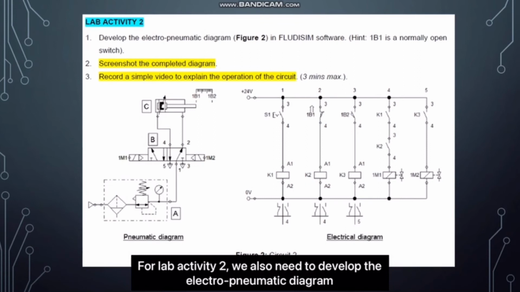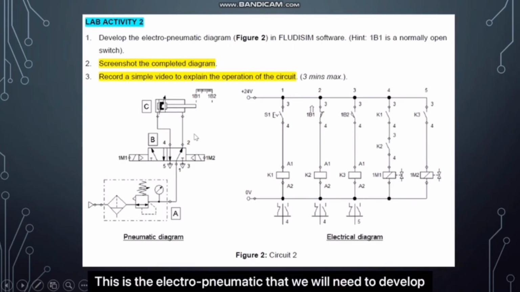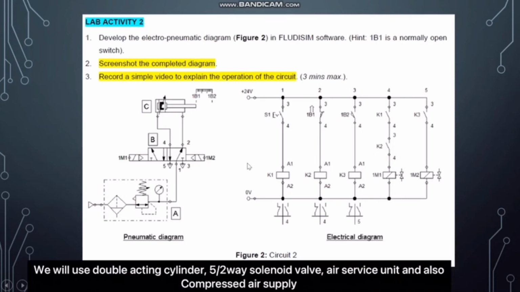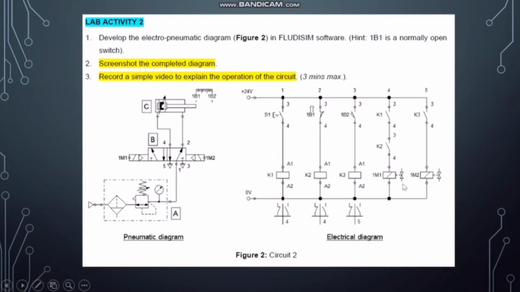For lab activity 2, we also need to develop the electro-pneumatic diagram based on Figure 2 in FluidSIM. So this is the electro-pneumatic diagram that we will need to develop. The pneumatic diagram will have the double acting cylinder, the 5/2-way solenoid valve, an air service unit, and also a compressed air supply. For the electrical diagram, we will have a detent switch, relays, a normally closed and a normally open limit switch, a contact relay, and also a solenoid. So let's move to FluidSIM.